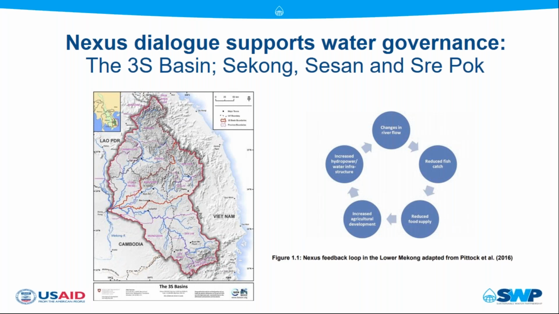This is quite a sparsely populated region. It's often called the last frontier of development for Cambodia, Laos and Vietnam. It's rich in natural resources, which the governments are all seeking to harness, exploit, if you like, to drive national development.